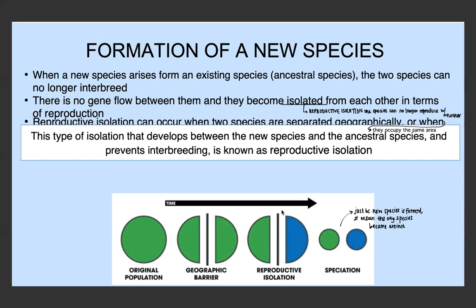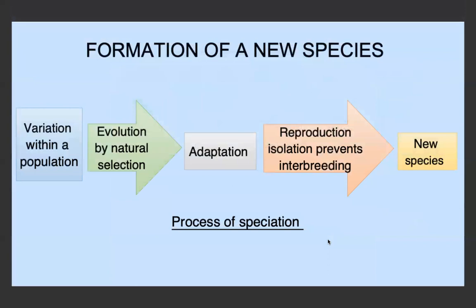new species. Now, even if the geographic barrier was removed and these populations were allowed to mix, they wouldn't be able to interbreed because they're completely separate species. And it's important to know that just because a new species has arisen from this ancestral species, it doesn't necessarily mean that the ancestral species has become extinct. It may be that only the blue population is left, but it could be that both populations are still remaining.